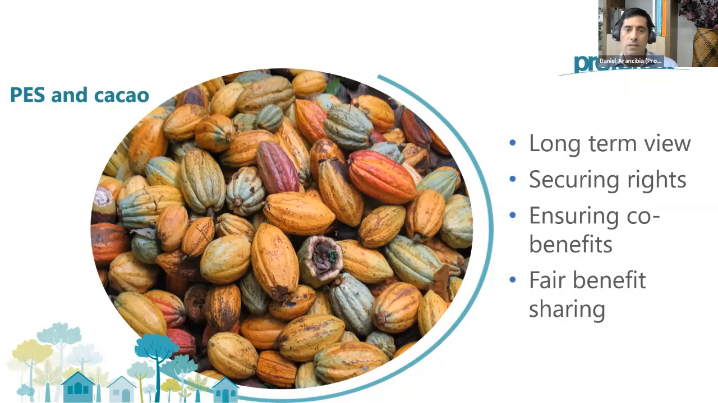And finally, for successful PES that over the long term deliver the results that are expected, whoever is designing and implementing these PES must understand the local context and local realities, and therefore the compensation or payment that it brings about must also be a fair benefit sharing. That's very important because in the cocoa supply chain, the growers receive the least of the margin of the whole supply chain. So it's also very important that we analyze how much goes to the growers per se.